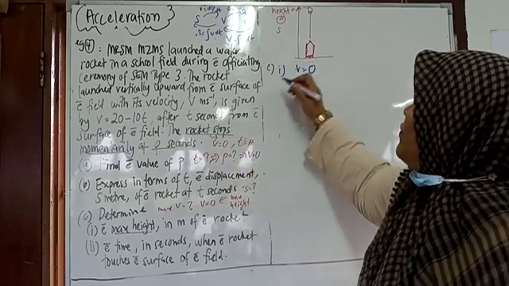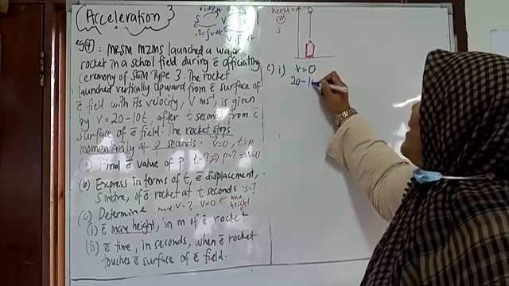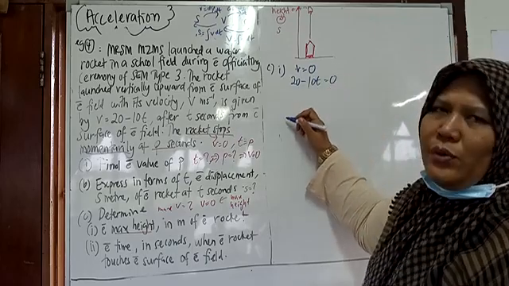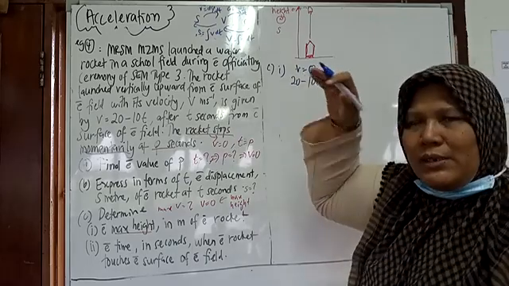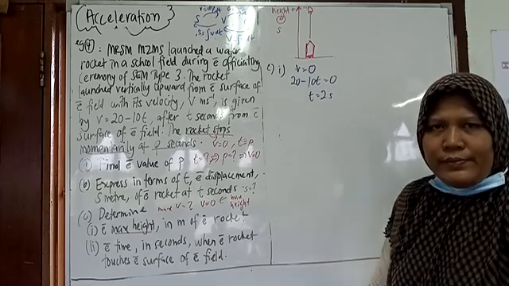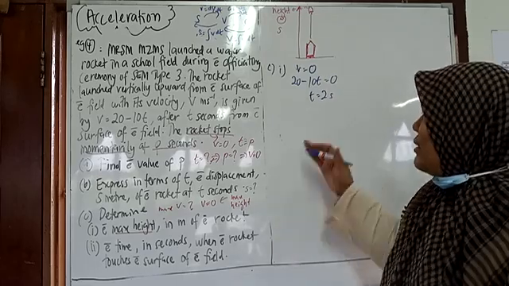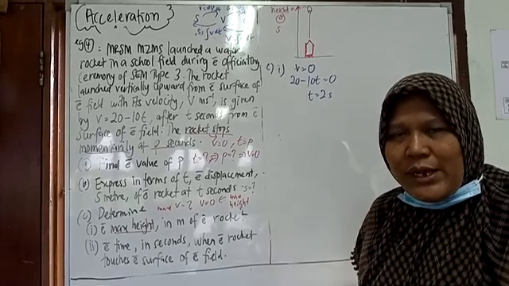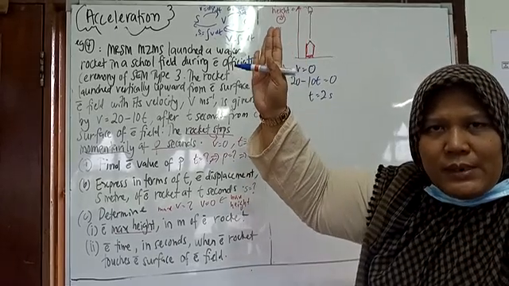So this is our V: 20 minus 10t equals 0. So when it reaches maximum height, t will be 2 seconds. When t is 2 seconds, the rocket will reach maximum height.